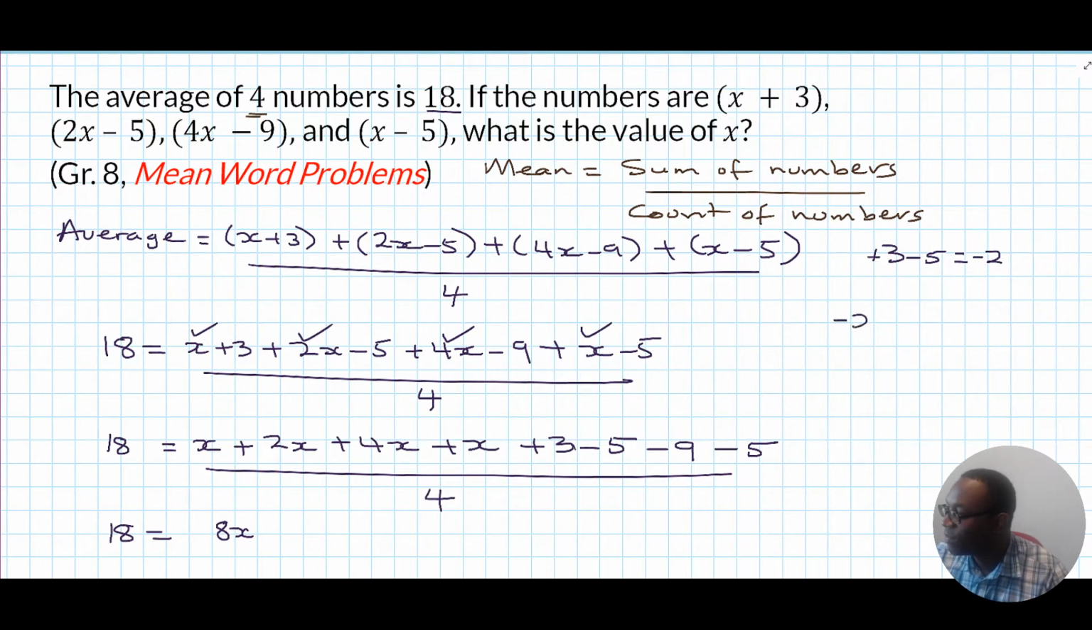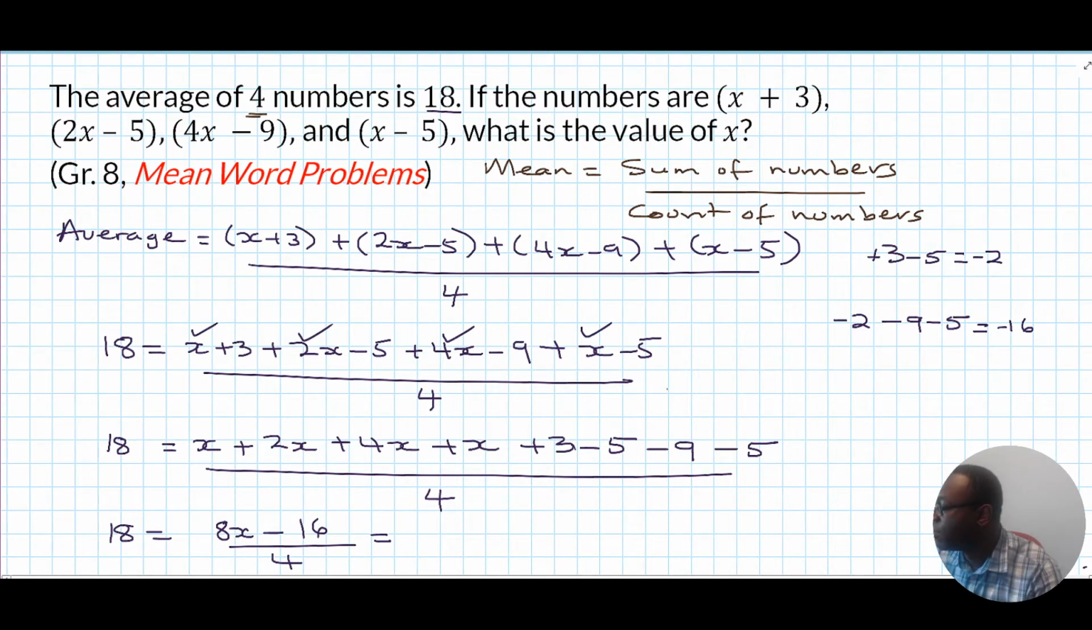So we have negative 2 minus 9 minus 5. All of them have the same sign, so we're just going to add all the numbers together. 2 plus 9 is 11, plus 5 is 16. So it's going to be negative 16. So we have 8x minus 16 over 4. Therefore, this is going to give you 8x minus 16 over 4 is equal to 18.